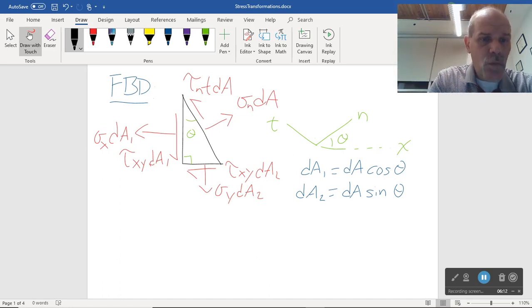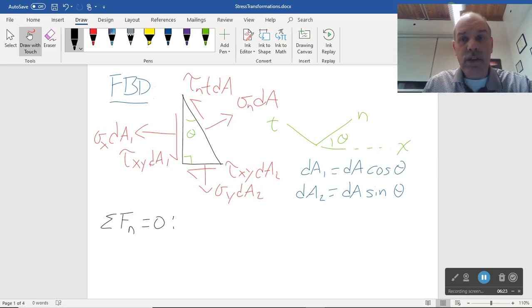And notice how sigma n is exclusively in the n direction and tau nt is exclusively in the t direction. So we can say, if I sum forces in the n direction and set it equal to 0, okay, I'm not going to have anything to do with tau nt. It's all going to be sigma n and the stuff I presumably already knew, sigma x, sigma y, tau xy. Okay, so when I do this, I can say that sigma n times dA, and that's going to be positive, of course, the way I've drawn the axis system. You see my coordinates there, right?